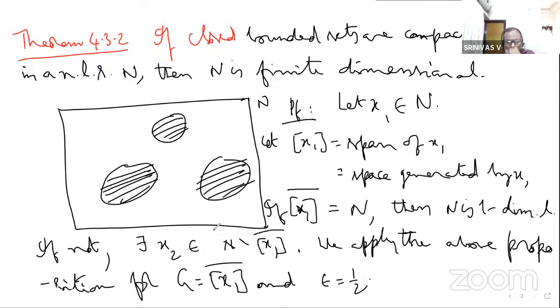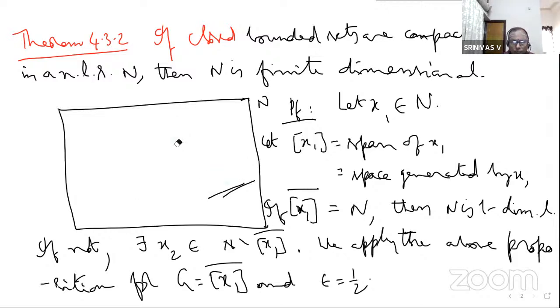Then what happens? So let me change this figure. What we are doing, we are taking an x1 here, and we are collecting all scalar multiples of x1. If this is x1, this may be 2x1, this may be 3x1, this may be 4x1, this may be minus x1, this may be minus 2x1. You collect all scalar multiples, and you take the closure of this set. Then it becomes this one. That is your G.